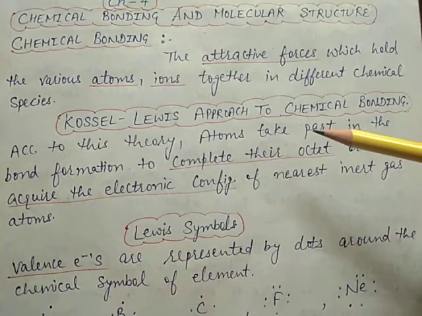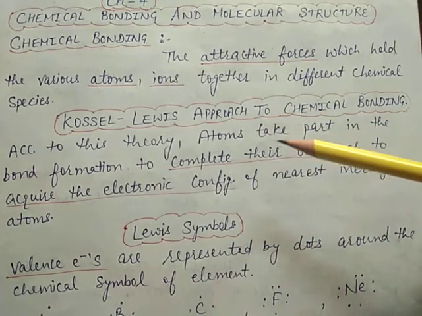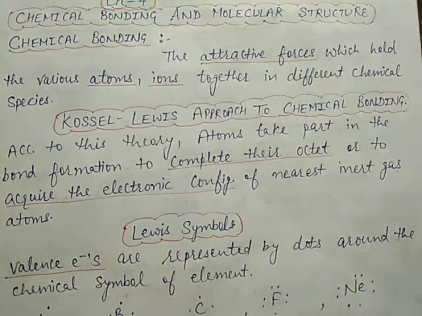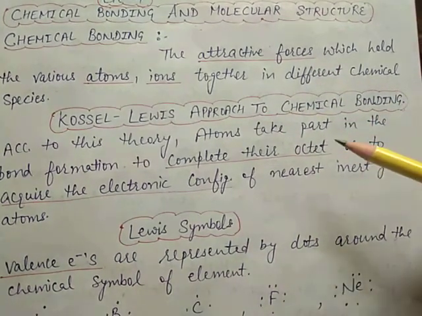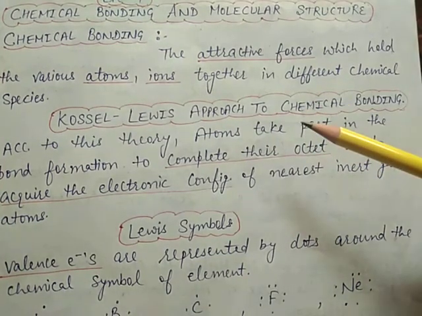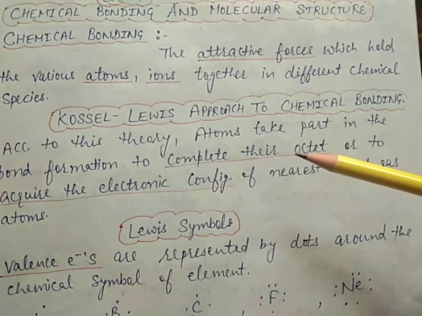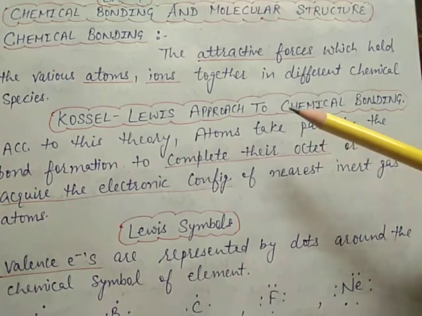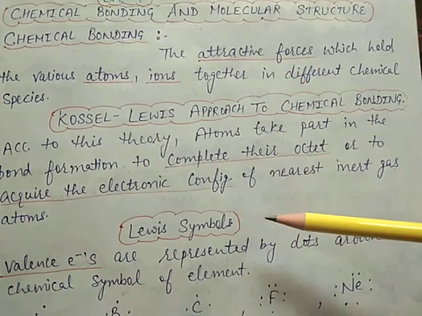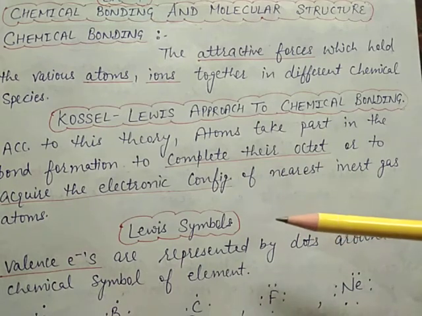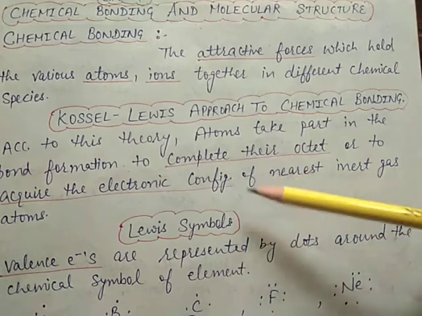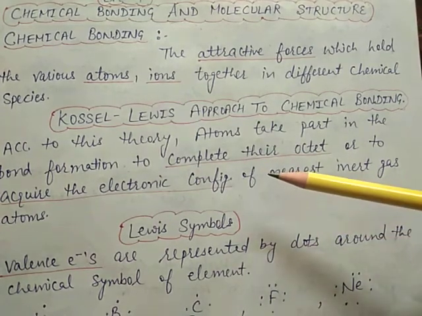According to this theory, Lewis pictured the atoms in terms of positively charged kernels. Kernels means nucleus plus inner electrons, and the outer shell. The electrons present in the outermost shell are called valence electrons. These are responsible for the reactivity of the atoms.